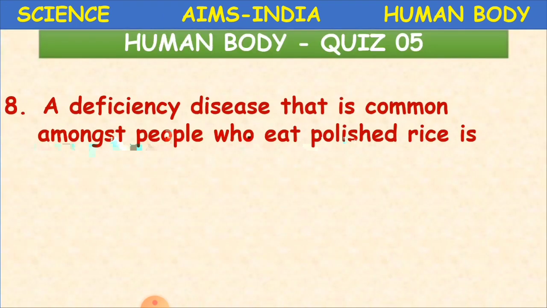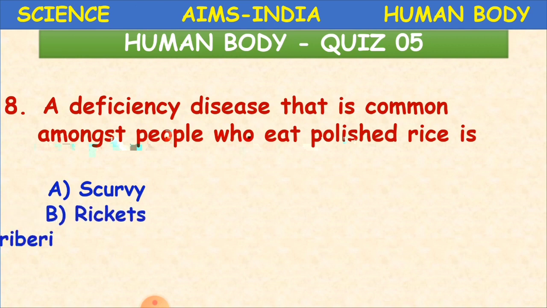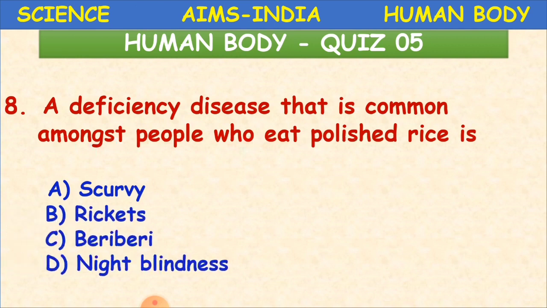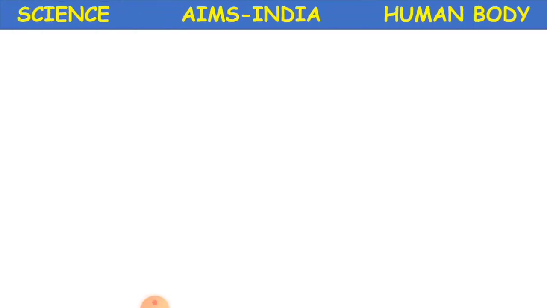The next question, children. A deficiency disease that is common among people who eat polished rice is. So who eat polished rice, you will also get a deficiency disease. What is that? Is it A, scurvy, B, rickets, C, beriberi and D, night blindness? And that disease is beriberi. When we eat polished rice, we will be having beriberi. In the sense, we will have this deficiency disease. Clear, children? Yes?